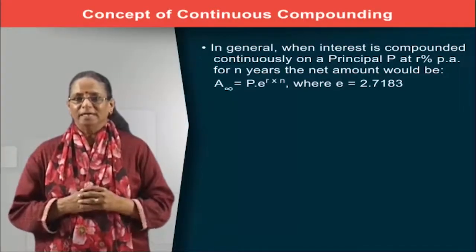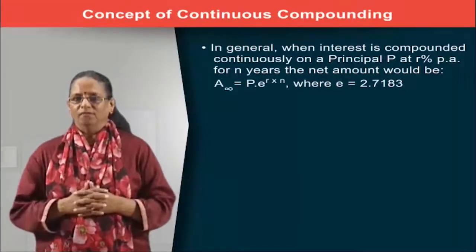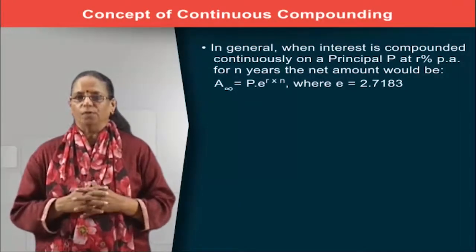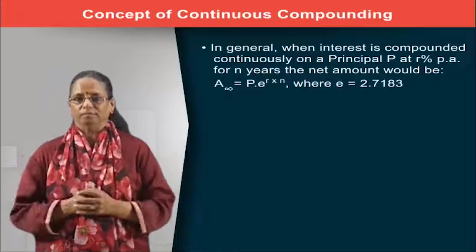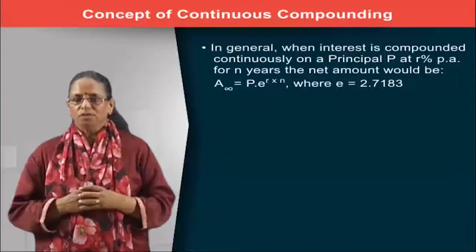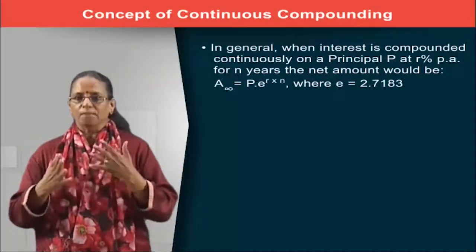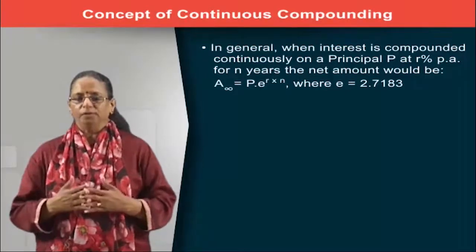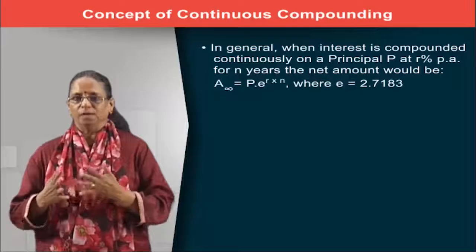What is e? e is an irrational number whose value can be approximately taken as 2.7183. So what is the amount when continuous compounding is done? A infinity is equal to P into e raised to R into n. Now to understand the application of continuous compounding, let's take an example.